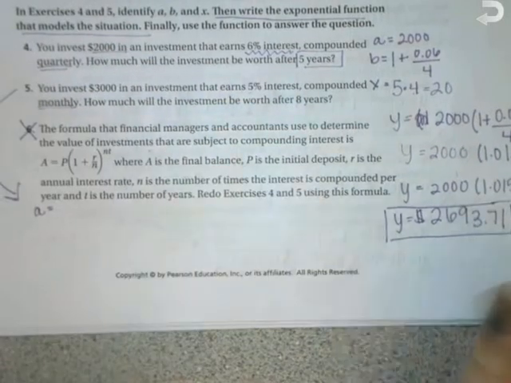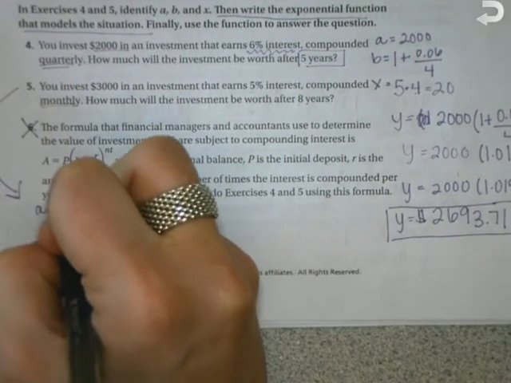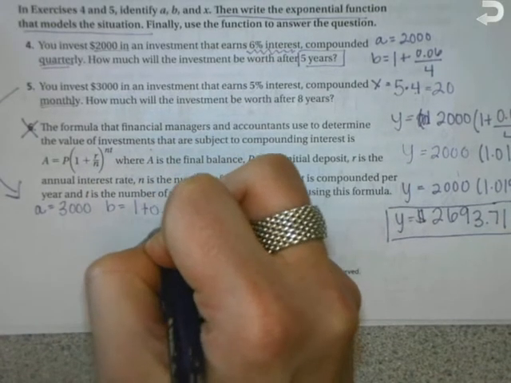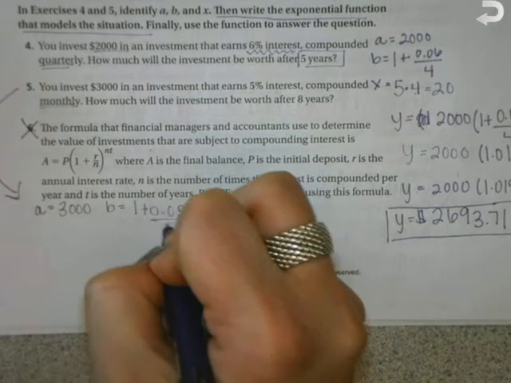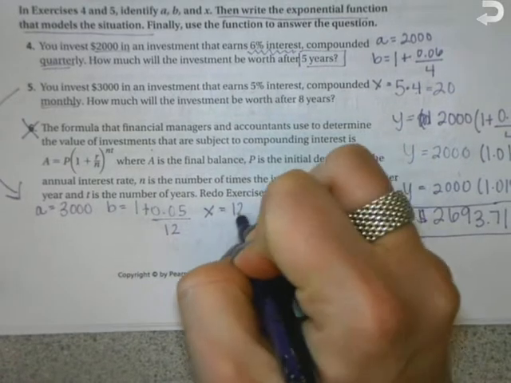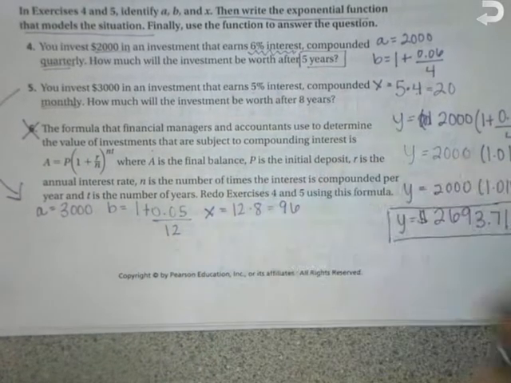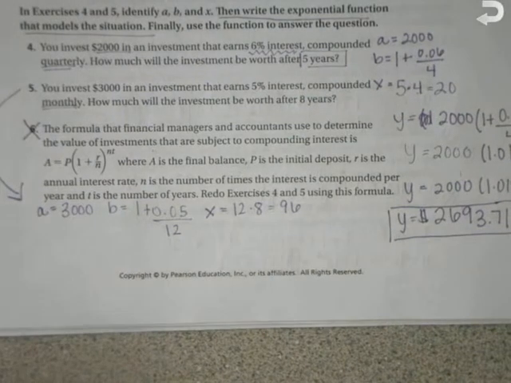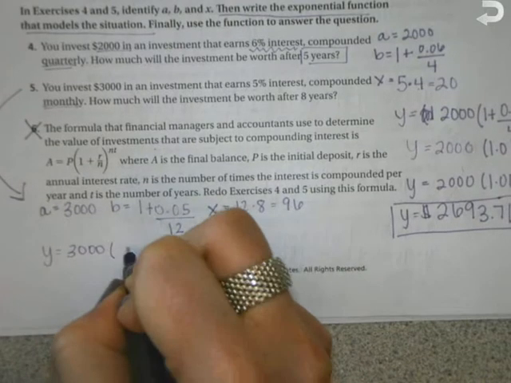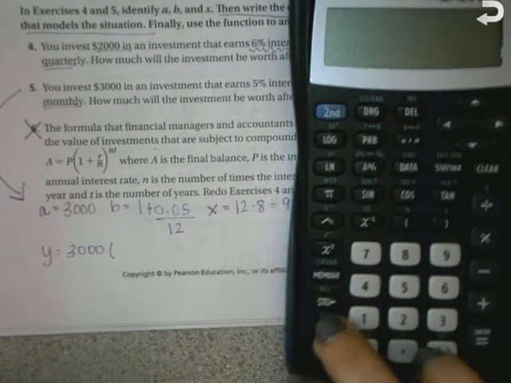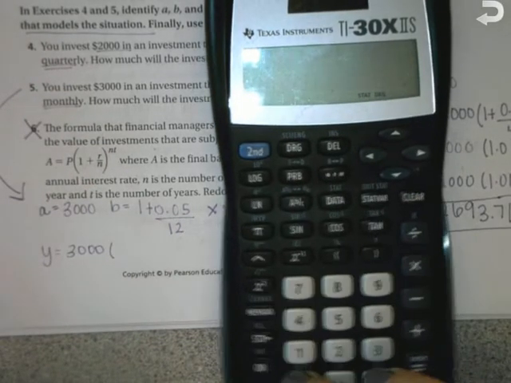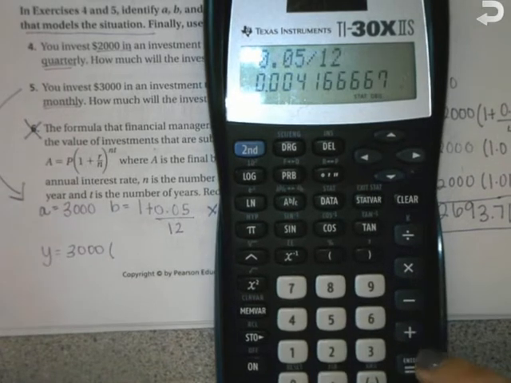A is equal to what? 3,000. B is equal to 1 plus 0.05 divided by what? 12. Okay, and then x is equal to 12 times 8, which comes out to 96. So the first step is to write an equation for that. So y equals 3,000 times 1 plus 0.05 divided by 12. So I'm going to do 0.05 divided by 12 plus 1.